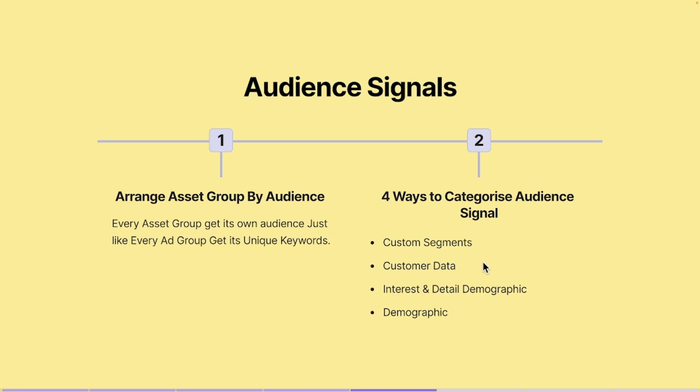Customer data is how they have reacted to your website. So if they have visited any specific page, or if you have any email data of customers, you can upload it as customer data. Then there are interests and detailed demographics, so you can target people according to their interests, if they like cooking, or bike racing, or if they are office-going people. It all depends on your audience persona. And demographics is where they are living, or what kind of age group, or anything like that. So these are the 4 main audience signal types.